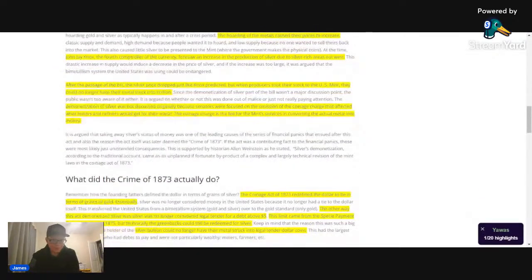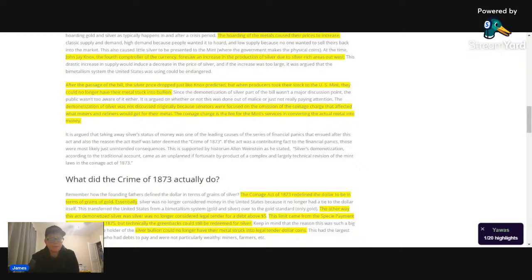So afterwards, he was right, and the price of silver dropped after they passed the bill. And then when the silver miners and such took their silver to the US Mint, they could no longer have it struck into silver coin. So essentially what this bill did was it demonetized silver. Silver was no longer considered money, quote unquote.